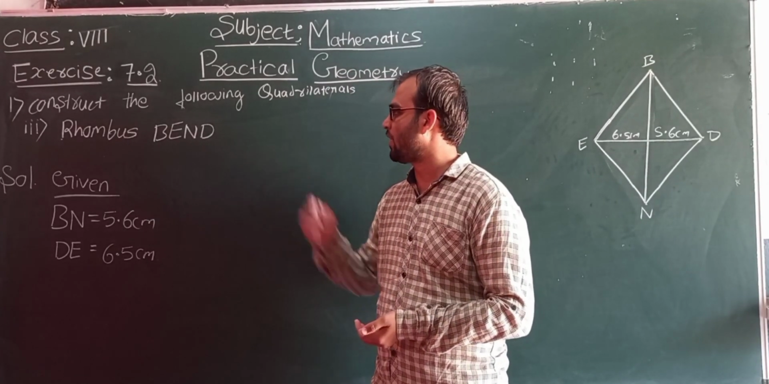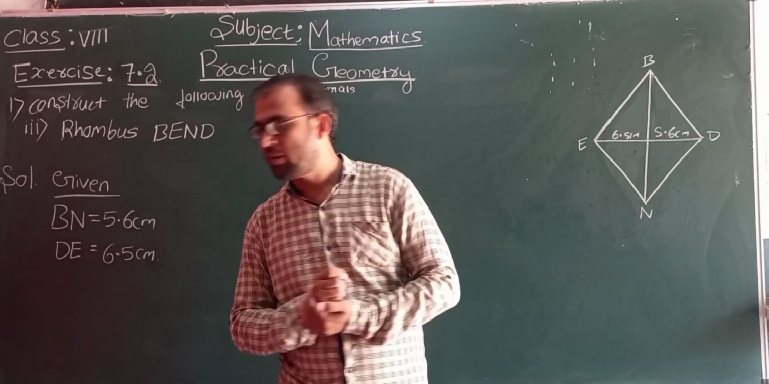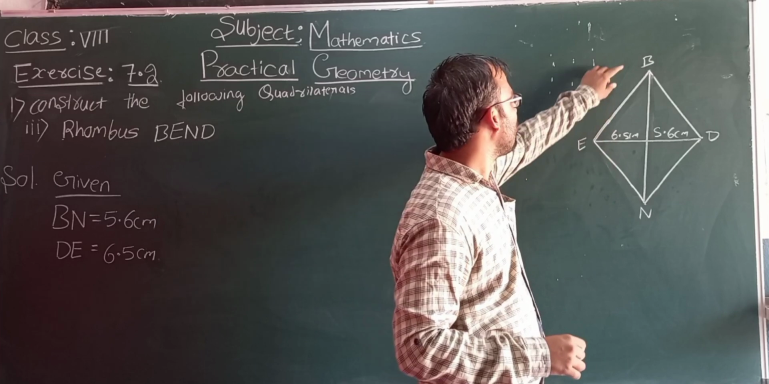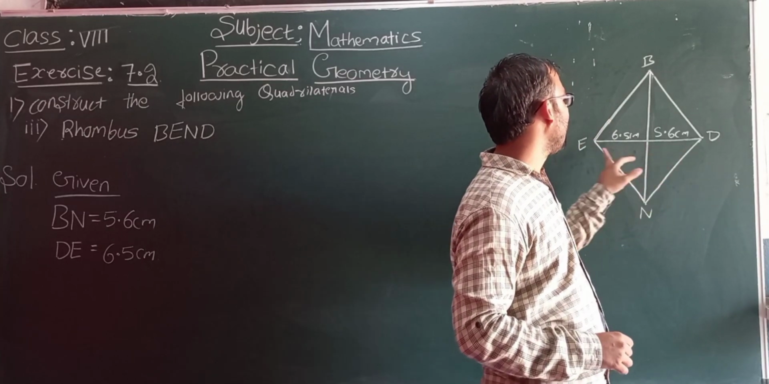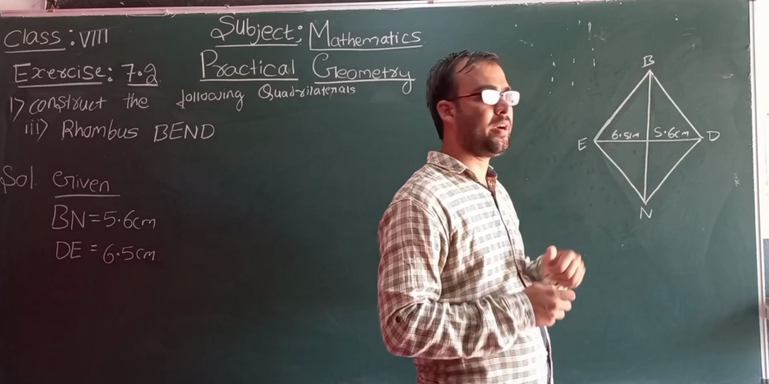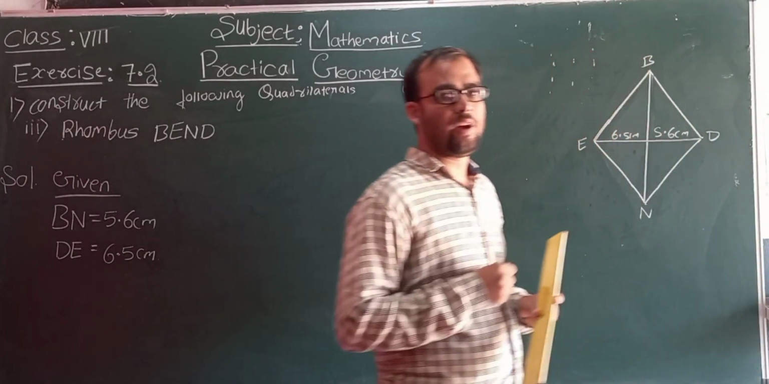Here, what they are given: construct rhombus BEND. They are given the measurements of the diagonals. I have drawn the rhombus as a rough figure. So diagonal ED is of 6.5 centimeter and BN is of 5.6 centimeter. Now, what's the first thing that we have to do?